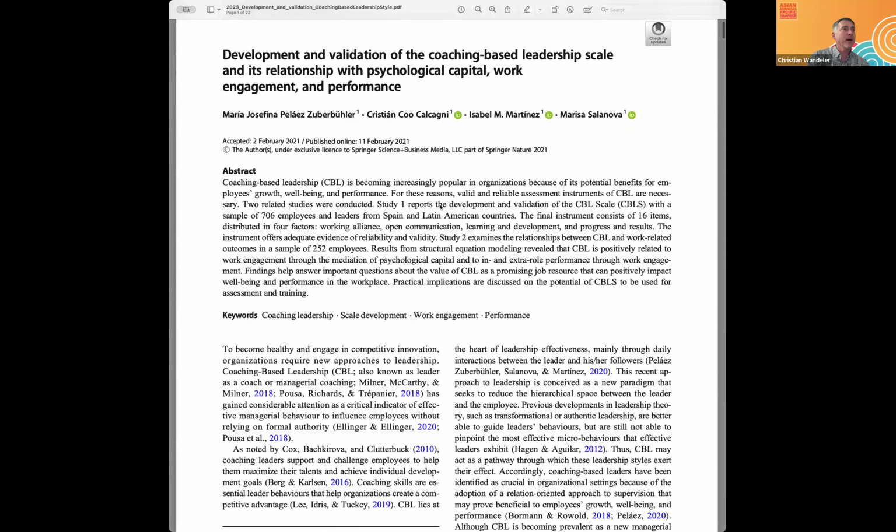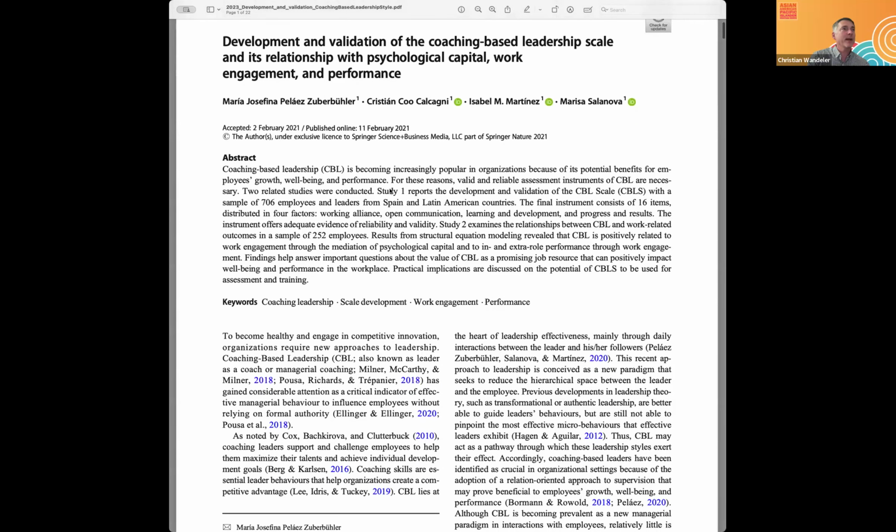And then I would probably read the abstract. Hey, what is this all about? A coaching-based leadership style assessment. Okay. So I see they did two studies. One is about the development and validation. They have a sample of 706, right? Then I would always say, okay, that's a pretty good sample for Spain and Latin America. So now I'm thinking, this is probably done in Spanish, right? That's just the thought. But anyways, then the final instrument is 16 items, 4 factors. Okay.